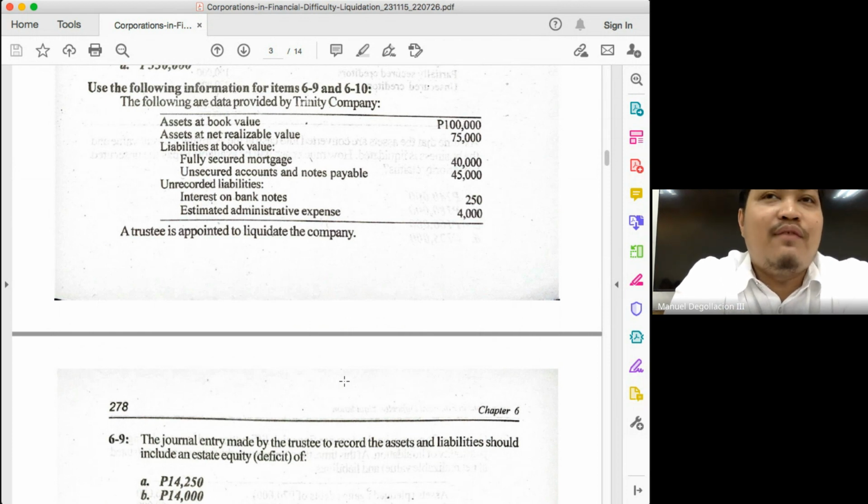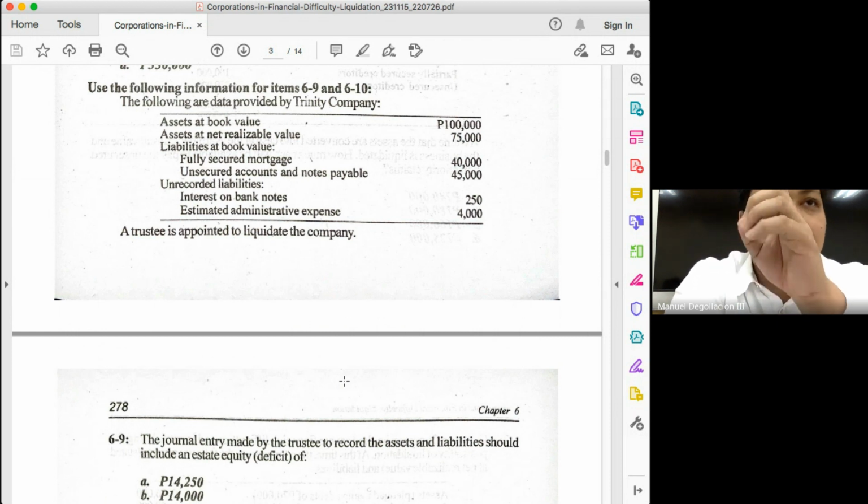Okay? And then you will have to recognize additional liabilities. When you recognize these interest and administrative expenses, what will be your entry? Debit expenses and credit liabilities. So that means the recognition of these unrecorded liabilities will result in additional expenses. And what do expenses do to your equity account? What does an expense do to your retained earnings? It will further decrease your retained earnings. So with this, we will have to decrease our retained earnings by 4,250.